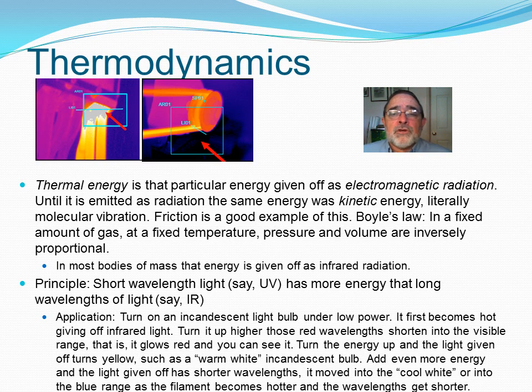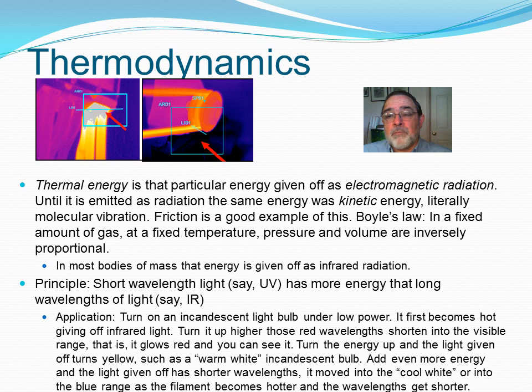Here's a principle. Short wavelengths of light, say UV light, ultraviolet, has more energy than long wavelengths of light, say infrared. The application is, turn on an incandescent light bulb under low power. This is kind of a proof of that. At first it becomes hot, giving off infrared light, and a thermographer can see that even though you might not be able to see any visible light. It's being given off as infrared. Turn that power up and those red wavelengths shorten into the visible red range. It glows red and you can see it.